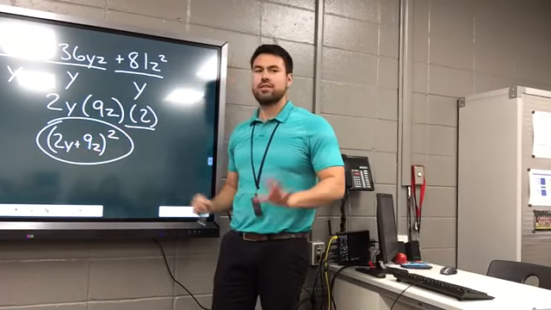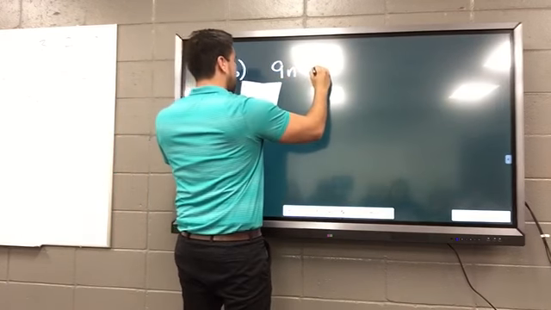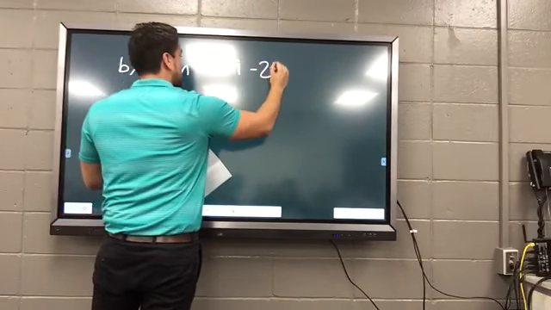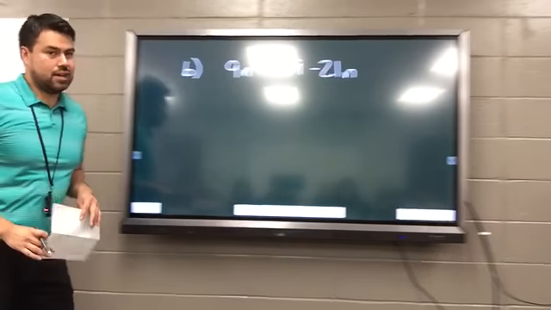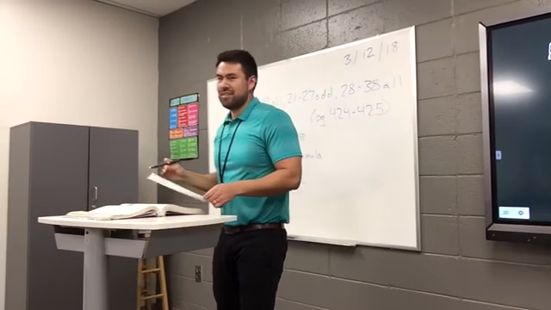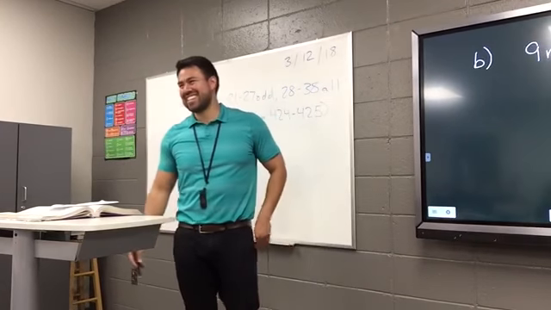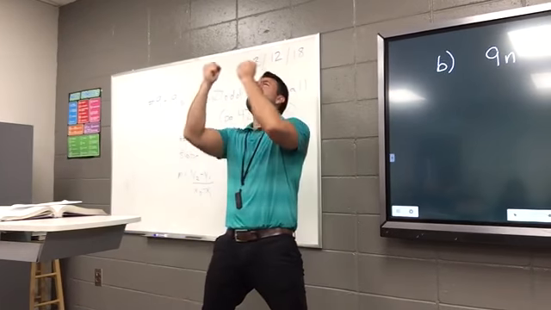Example 1b. So we have 9n squared plus 49 minus 21n. What's the very, very first question I asked? GCF. Yes. Sorry, Mr. A. No. Okay.